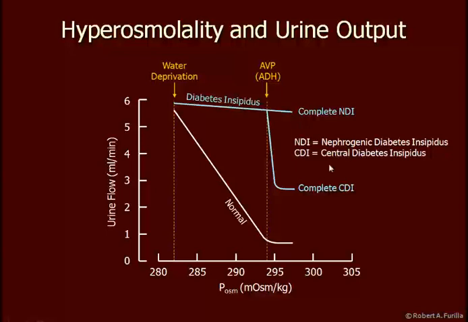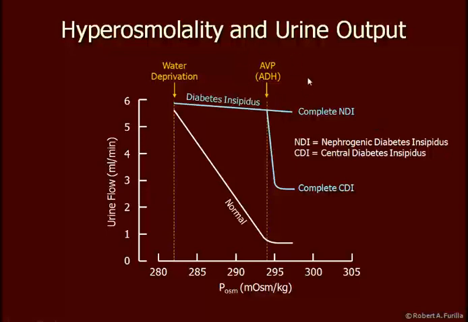There is a test, however, for these two types of diabetes insipidus. If we inject arginine vasopressin, ADH, into this individual, and we see a rapid reduction in urine flow, this must have been central diabetes insipidus, because this individual is responding to the ADH. However, if we inject ADH at this point and we see no or little change in urine flow, this individual is suffering from nephrogenic diabetes insipidus.